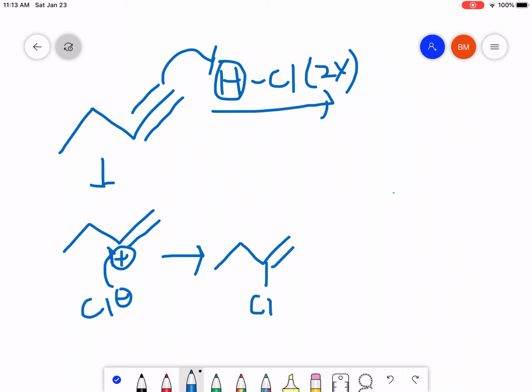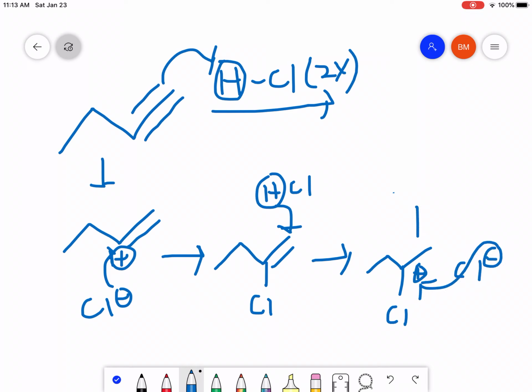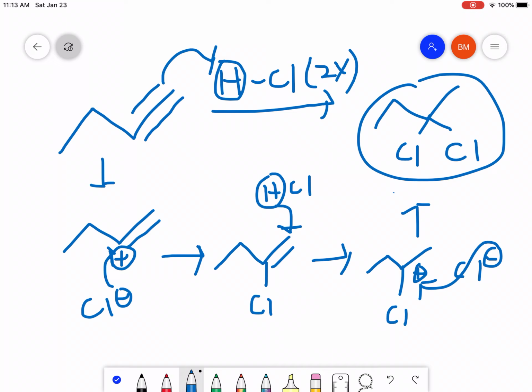We finish off our first hydrohalogenation like that, and then we do it again. Boom. Geminal dihalide. But a specific one. Cls are both on the second carbon from the right, not the furthest right one. Okay?